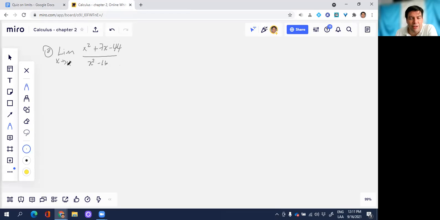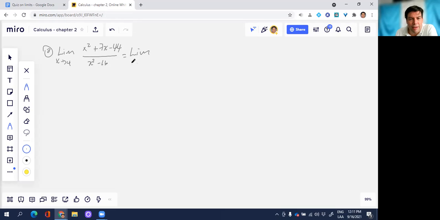And the thing is, I tried to substitute, but when I substitute 4 for x, this would be 4 squared is 16, 7 times 4 is 28, 16 plus 28 is 44, minus 44, we get 0. And 4 squared is 16 minus 16 is 0 over 0. So we need to work it in this case by factoring.